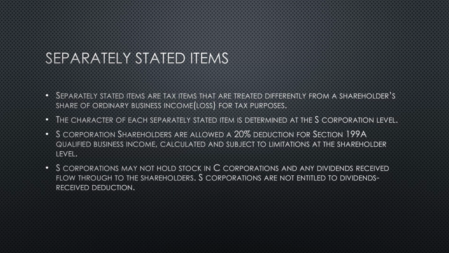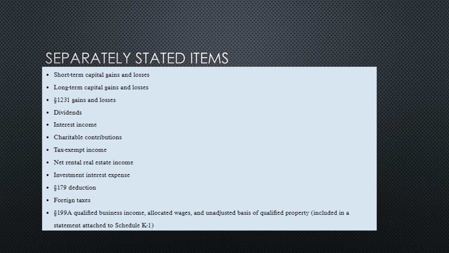Also, we know that shareholders may not hold stock in C corporations, and any dividends received flow through to the shareholders. However, S corporations are not entitled to dividends received deductions. Lastly, here is just a list of some separately stated items. There are more, but here are the major ones.